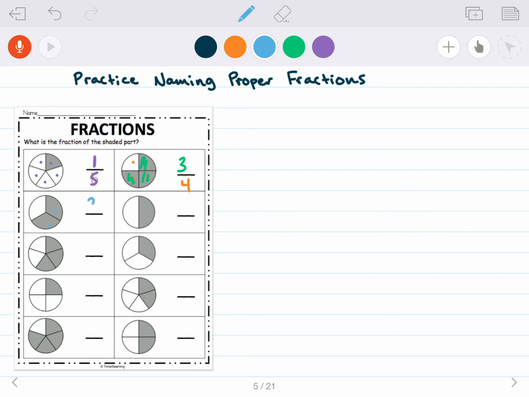Here we have 2 shaded out of 3 total pieces. Here we have 1 piece shaded out of 2 total pieces. Here we have 3 pieces shaded out of 1, 2, 3, 4, 5 total pieces. 1 piece shaded, numerator, out of 3 total pieces. 1 piece shaded out of 4 total pieces. 2 pieces shaded out of 5 total pieces. 4 pieces shaded out of 5 total pieces. And finally, 2 pieces shaded out of 4 total pieces. So that's how we can represent these pictures with fractions.